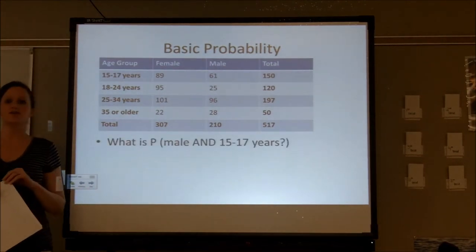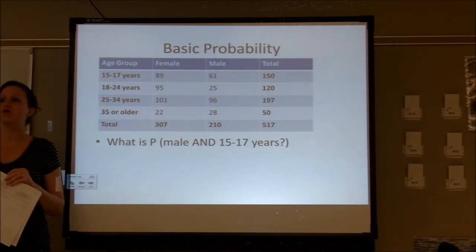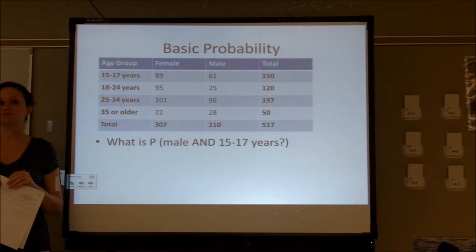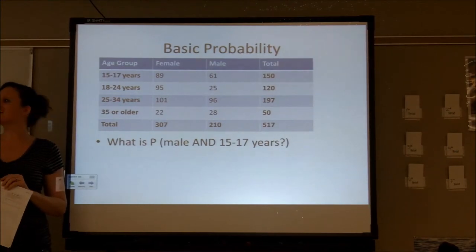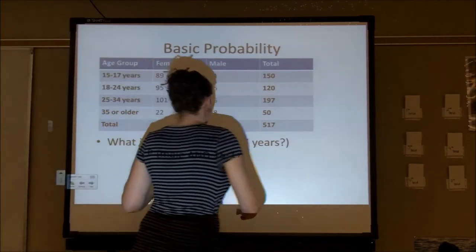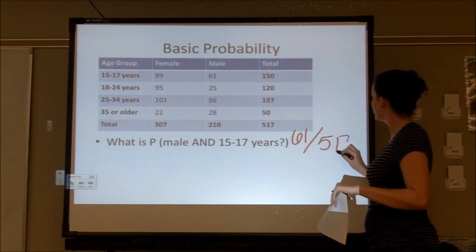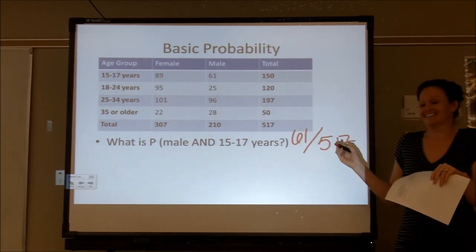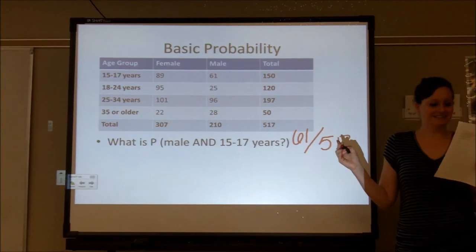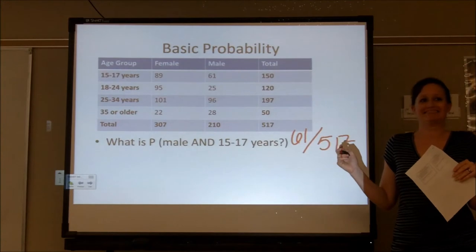What is the probability that the individual I choose is male and 15 to 17 years old? I'm seeing a lot of people do this. Cedric: 61 over 572. Say again? 61 over 517. Yes. Why is it out of 517? Can we expand on that a little bit?